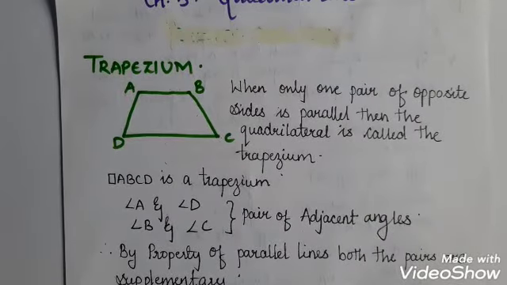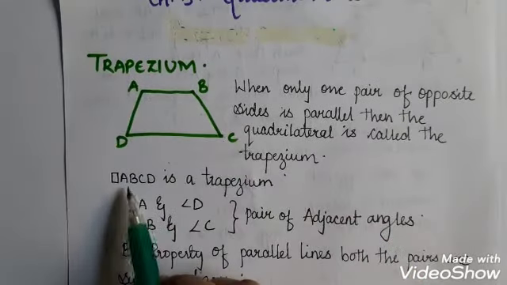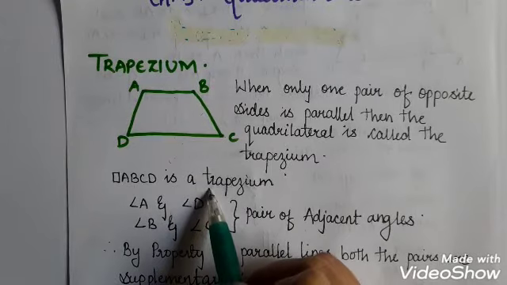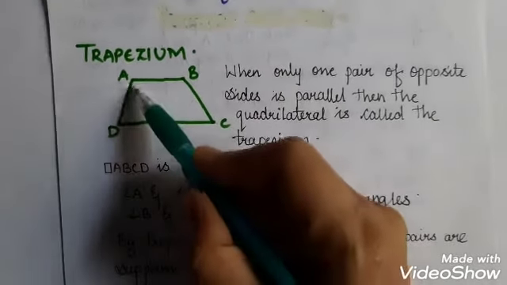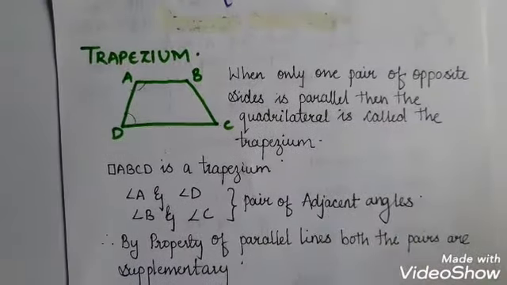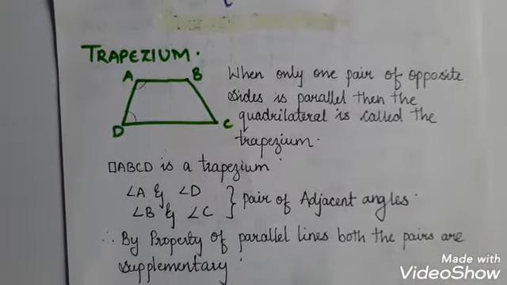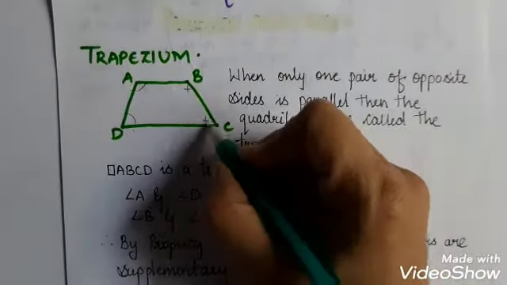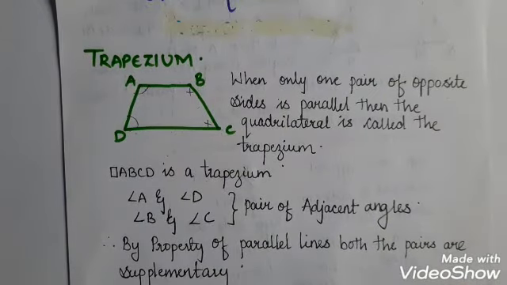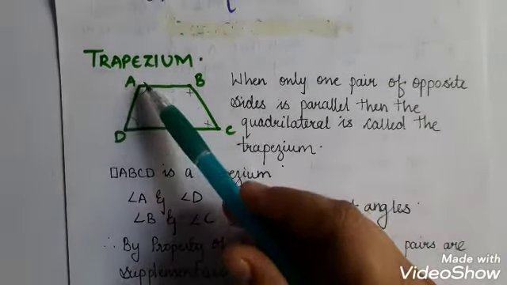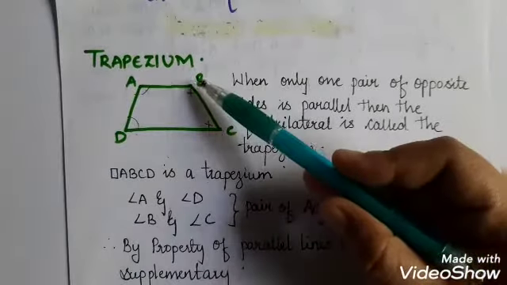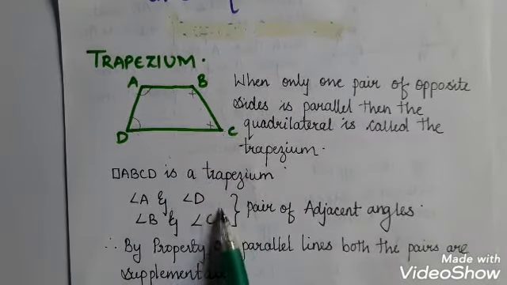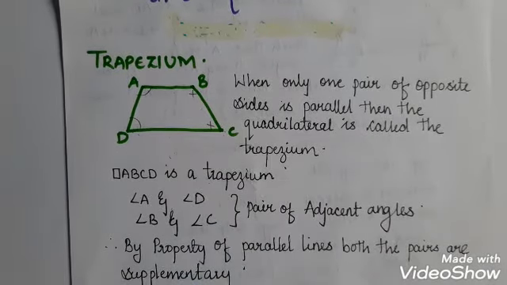Now, ABCD is a trapezium. So we write quadrilateral ABCD is a trapezium. Now here angle A and angle D are adjacent angles, and angle B and angle C is another pair of adjacent angles. So the first pair of adjacent angles is angle A and angle D, and the second pair is angle B and angle C. These are the two pairs of adjacent angles.